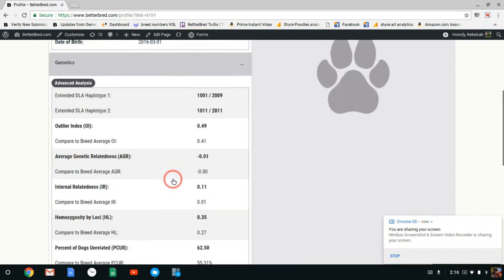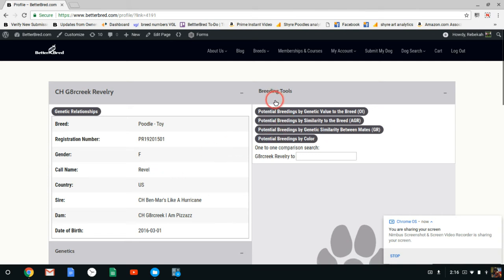So she's white. I'm going to go to potential breedings by genetic value to the breed, which is what I would use, because that's how I like to sort. But you can also do AGR, which are dogs that'll be more unrelated to other dogs in the database, or genetic relatedness. Genetic relatedness is our categories, but both of these other two breeding selections have those same categories. So even if you sort by one of these, you're still going to get the categories. It's just going to put preference on these two things. And then potential breedings by color, if you want to breed for a certain color, you can click that.